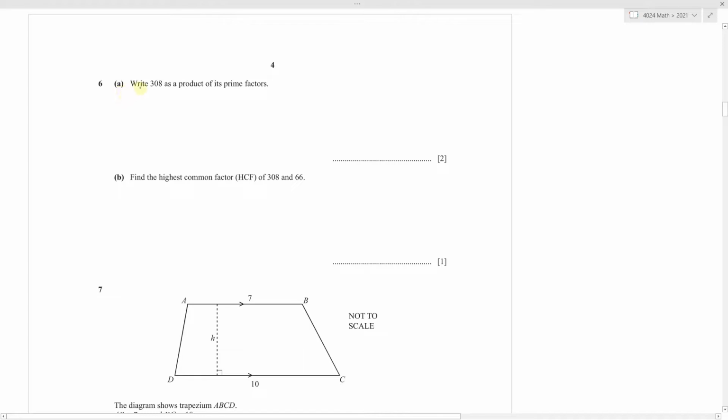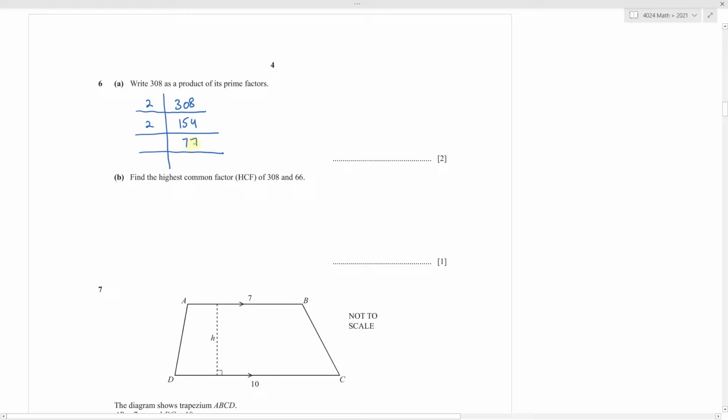Question number 6, part A: Write 308 as a product of its prime factors. So let's factorize 308 first. So 308, this is divisible by 2 since 8 is an even number. If I divide it by 2, I get 2 ones are 2, 1 10, 5s are 10, 154. Again, this is divisible by 2. I get 2 7s are 14, 1 14, 77.